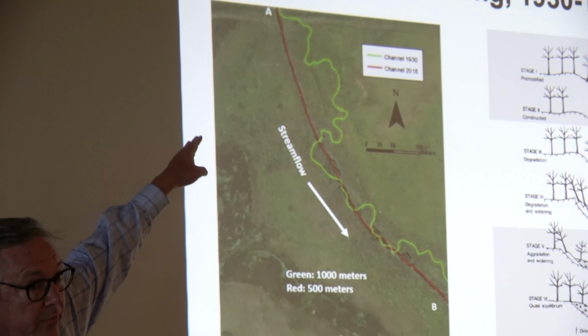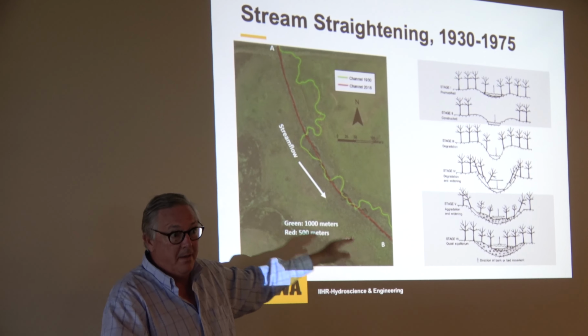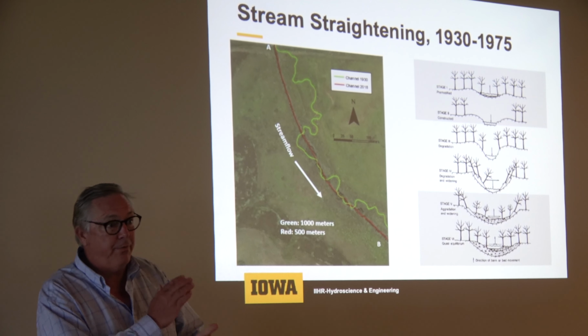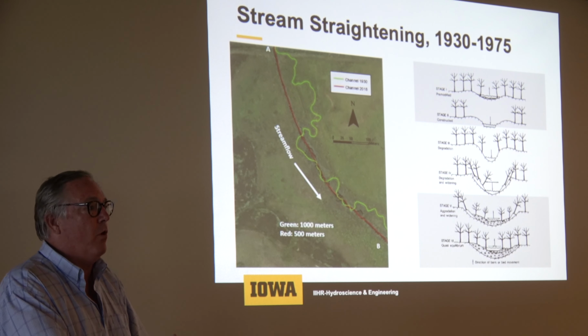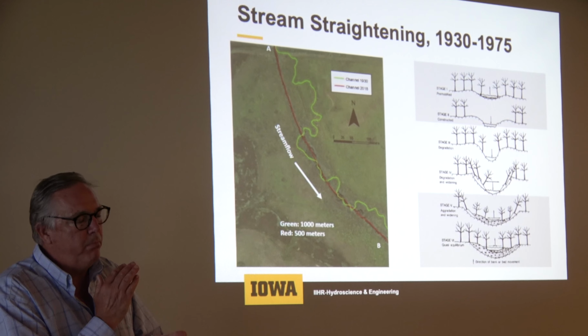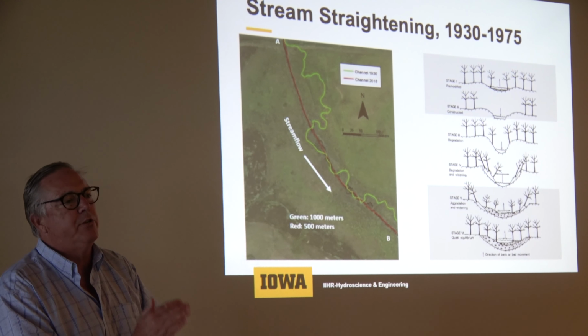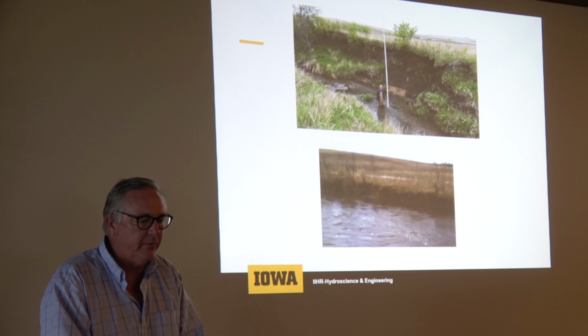But the vertical distance from point A to point B is the same, right? But the stream has half the distance between A and B. So what we did is we sped up that water. We've added energy to our water, to our streams all over the state of Iowa. And so that's had consequences.